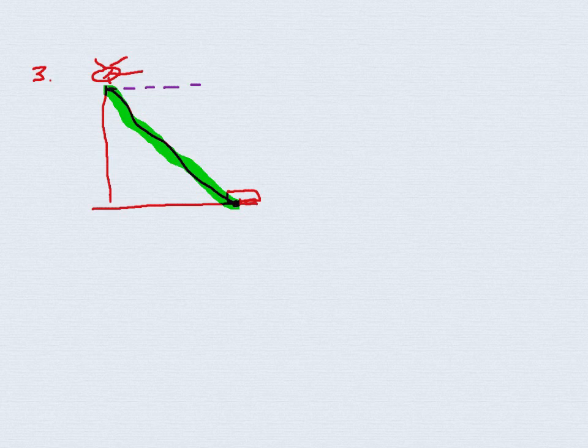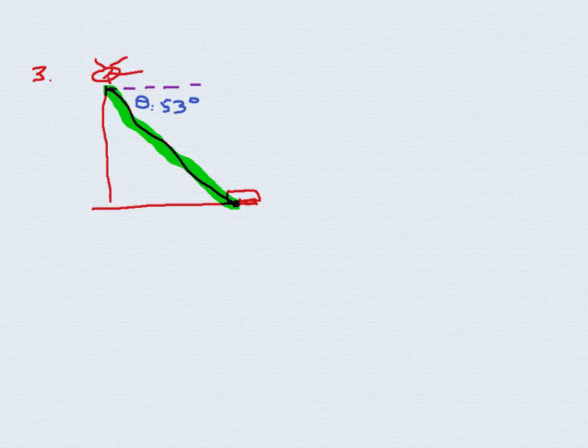the hypotenuse of your triangle, and that line is between the object and the horizontal. That angle right there, between the green line and the purple line in this diagram, is called the angle of depression. That angle of depression was given as 53 degrees.